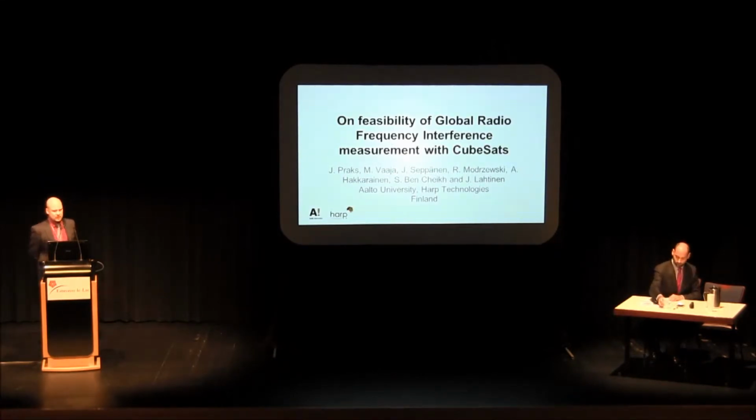I'm telling you about an idea we are working on at the moment in Finland. This is radio frequency interference measurements, and I'm going to give you a small overview: what is this radio frequency interference problem, how it is mitigated, and what we can do with CubeSats.